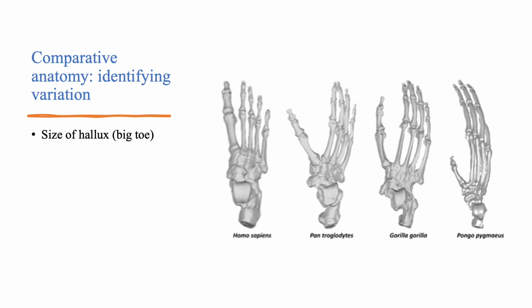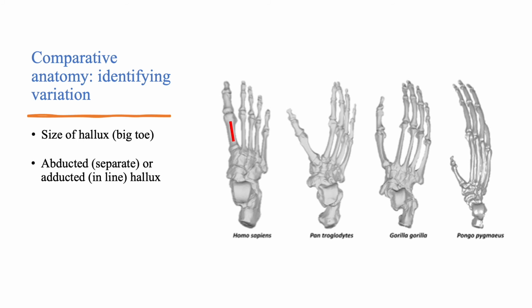First, there's a difference in the size of the hallux, that's the big toe. In the modern human, the first bone of the big toe is really robust. I've marked this with a red line. When you compare it to the size of the hallux of the orangutan, which is the 4th foot on the screen, there's a big size difference.